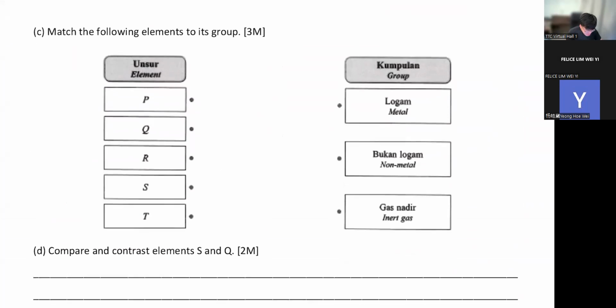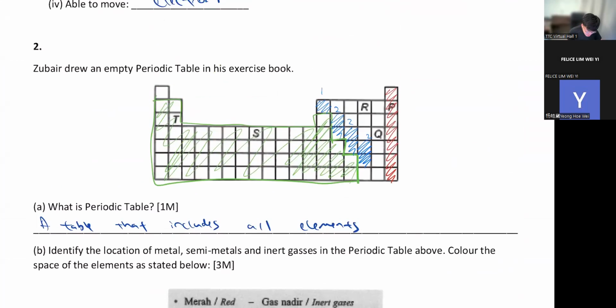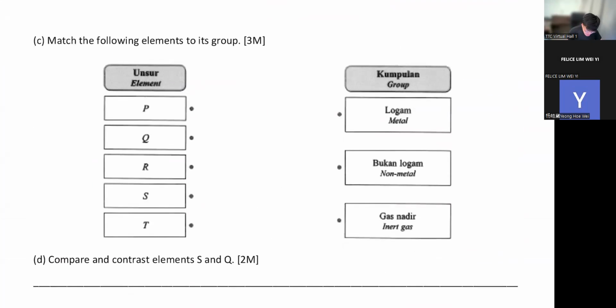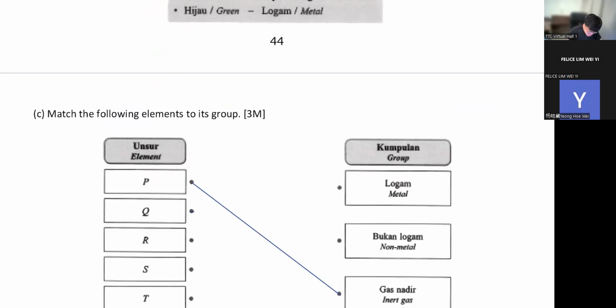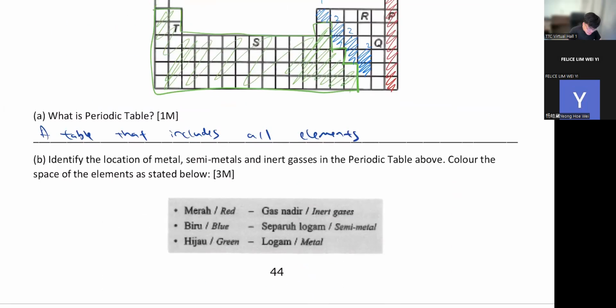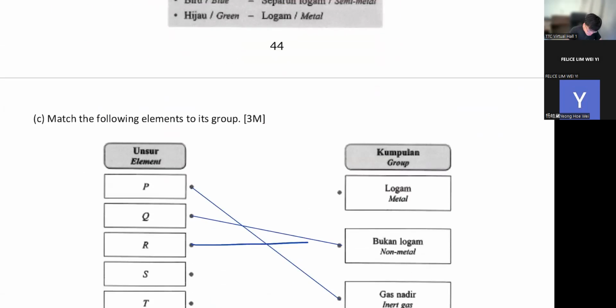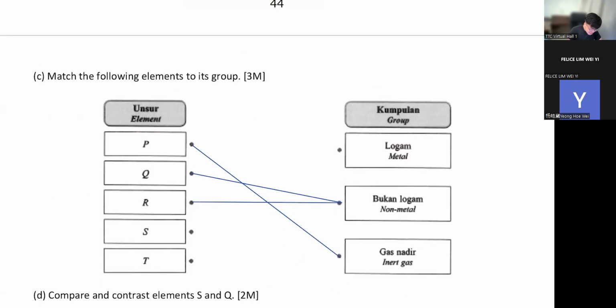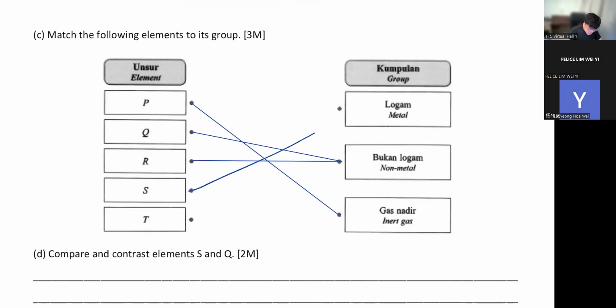So next, C, match the following group to its group. So we have, what is P here? P is your inert gas. 华语叫稀有气体, inert gas. And then Q is your non-metal, 非金属, because your Q is here. This is all 非金属, all non-metal here. And then your R is non-metal also. And then your S and T, they are your metal. Okay, S and T is metal. It's here.